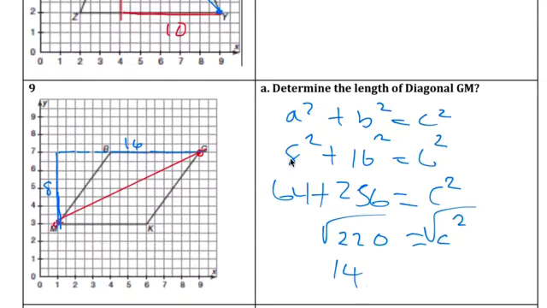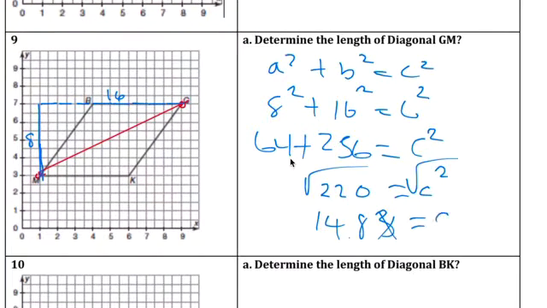17.88. That's an 8, so C is still 17.9, so GM equals 17.9.